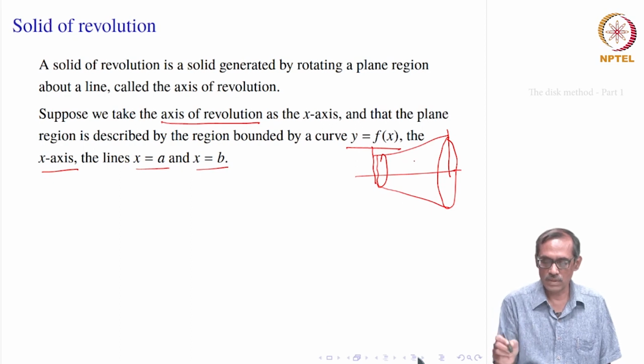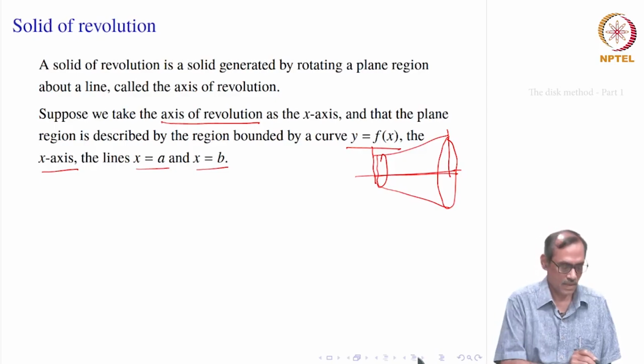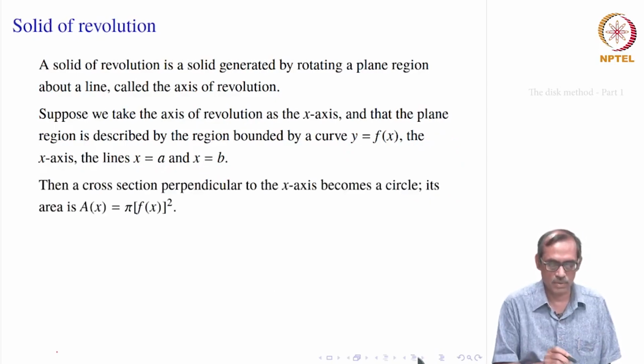This is how solids of revolution are formed, and we are taking a particular case where the axis of revolution itself is one of the boundaries. The whole boundary consists of this line and something else, specifically x equal to a, x equal to b and another curve. For this kind of solid, what do we do?